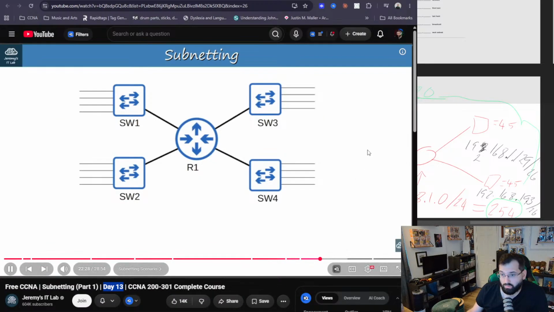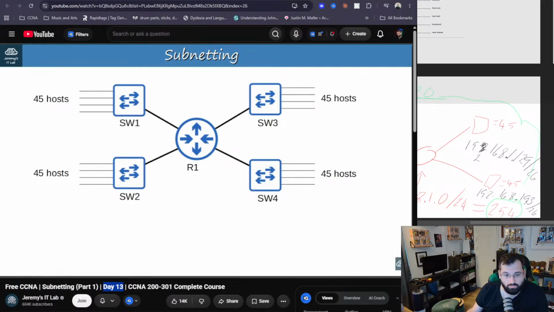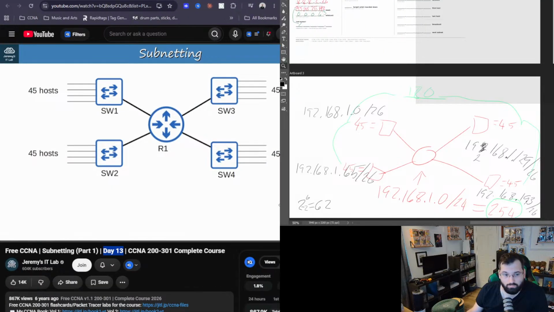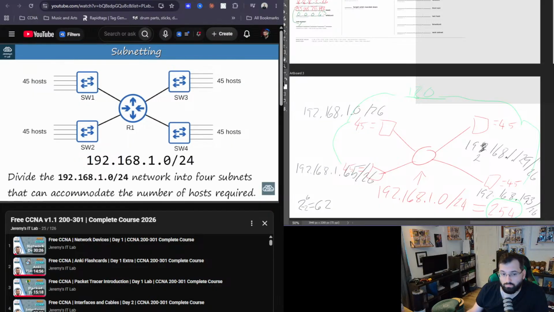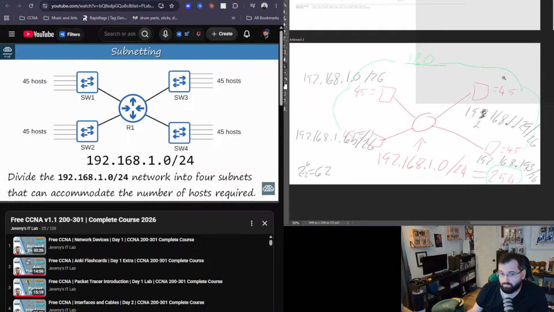So here's a scenario. There are 4 networks connected to R1, with many hosts connected to each switch. There are 45 hosts per network. R1 needs an IP address in each network, so its address is included in that 45 host number. You have received the 192.168.1.0/24 network, and you must divide the network into 4 subnets that can accommodate the number of hosts required. First off, are there enough addresses in the 192.168.1.0/24 network in the first place?